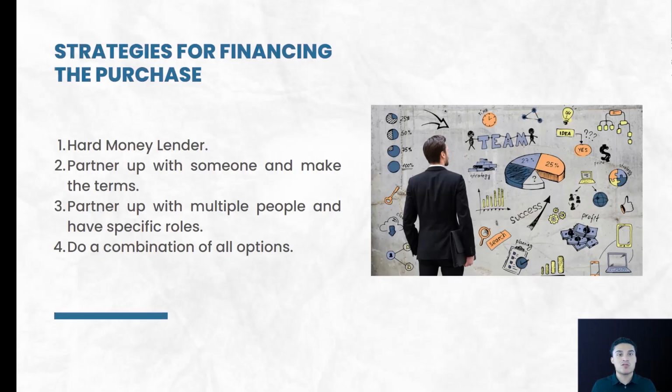So you might be able to partner up with different people, okay? Now, you can do a combination of both. For example, this is another thing that I've done very, very often, multiple times. You find a hard money lender, right? And the hard money lender tells you that you're going to have to put 20% down on this property for you to be able to buy it.